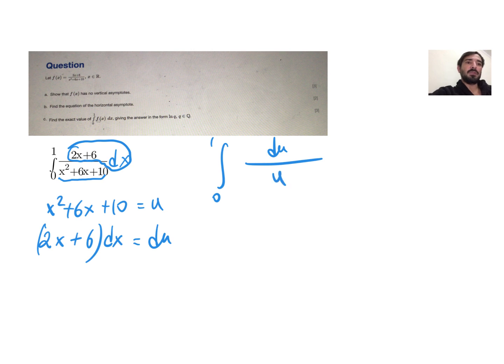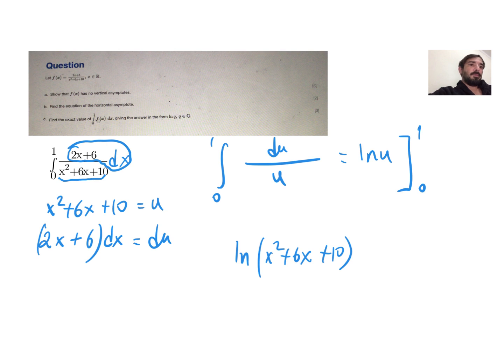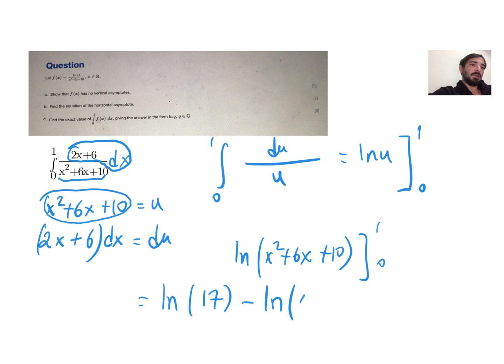over u, then the integral of that, from 1 to 0. So it is ln of x squared plus 6x plus 10, because I just replace u with this expression, from 1 to 0. That will be, if I plug in 1 into the equation, 1 squared is 1 plus 6 times 1 is 6 plus 10 will be 17, minus ln, if I plug in 0, I'll get 10.